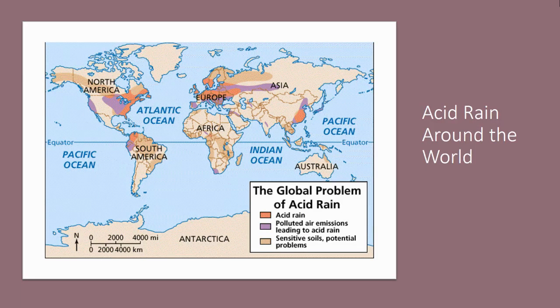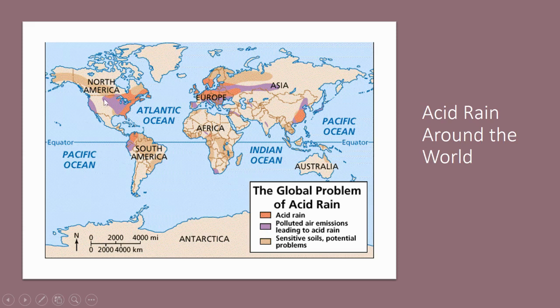So just a little overview of where we see acid rain affecting the most areas around the world. You can see in orange the areas where we see tremendous amounts of acid rain, while purple areas are polluted air emissions leading to acid rain.